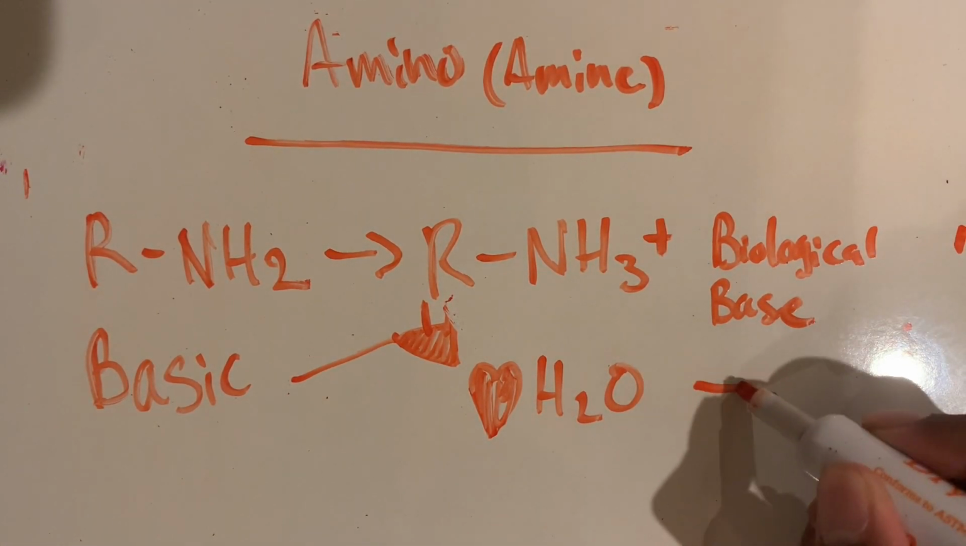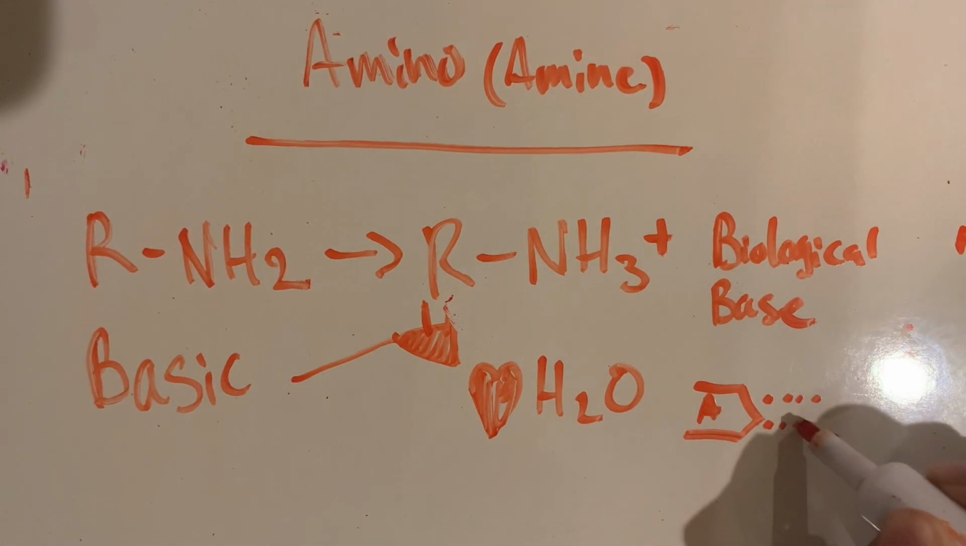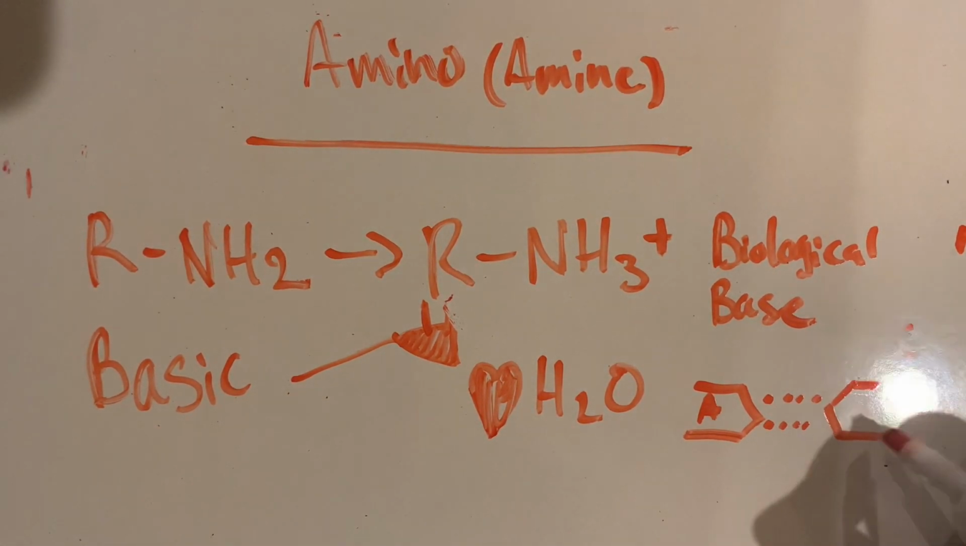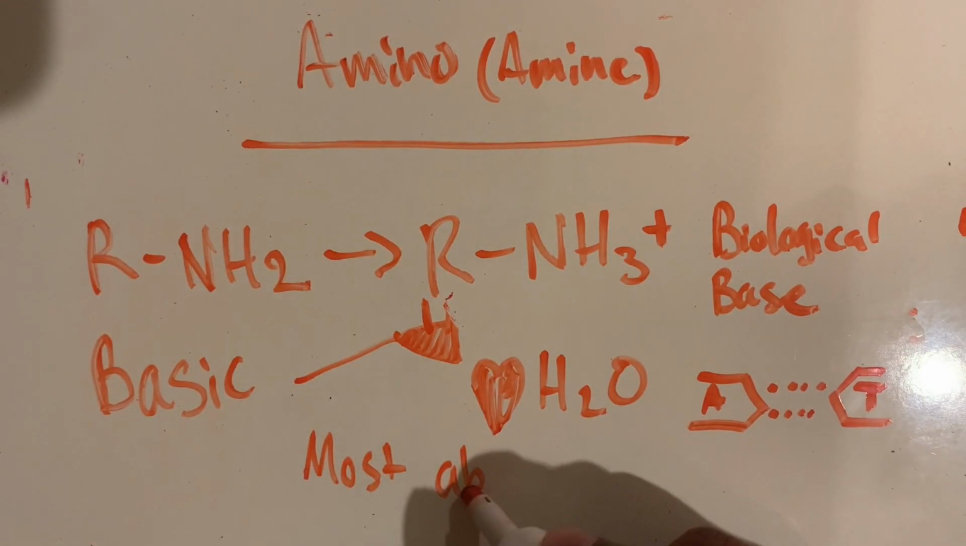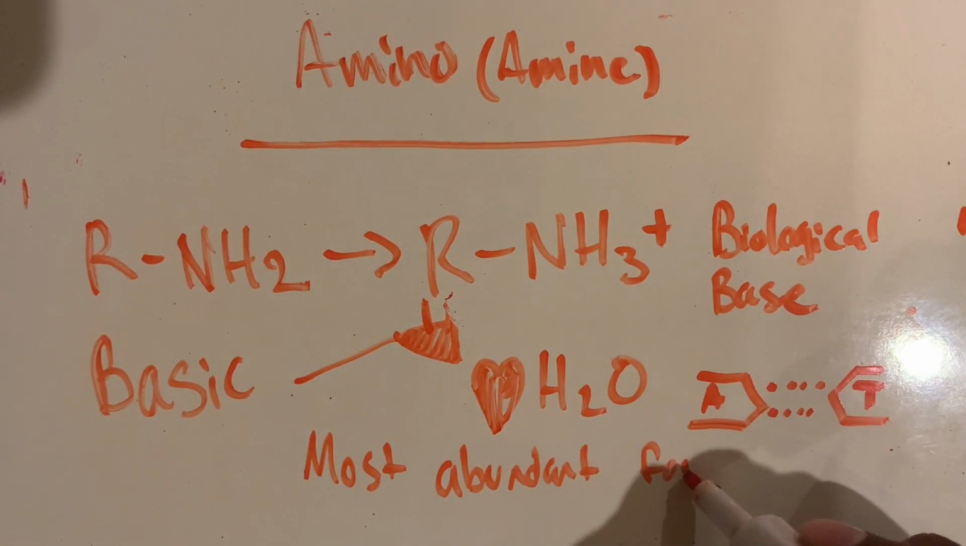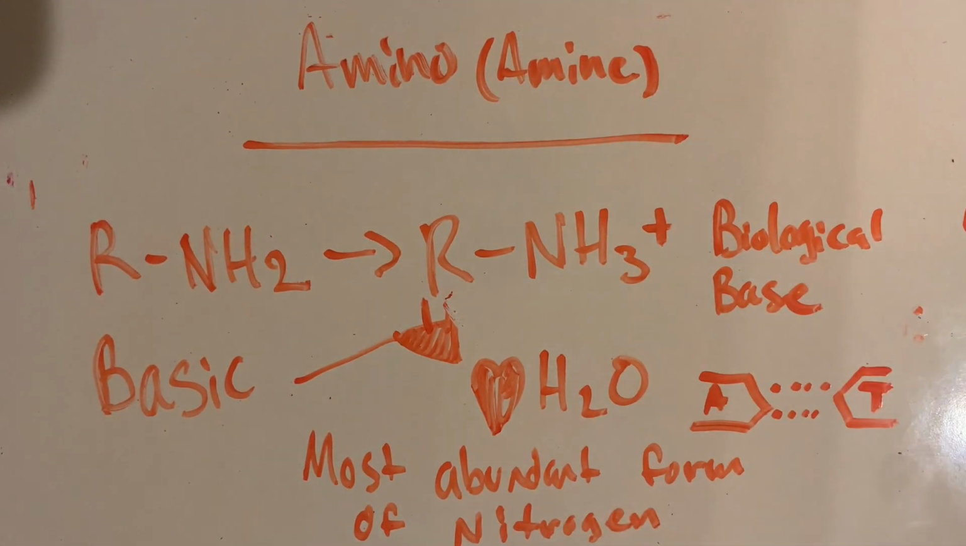Amino groups are a biological base and help to maintain the 3D structure of large molecules and define which bases pair in DNA. Most especially, amino groups are found on neurotransmitters and are generally the most abundant form of nitrogen in biological systems.